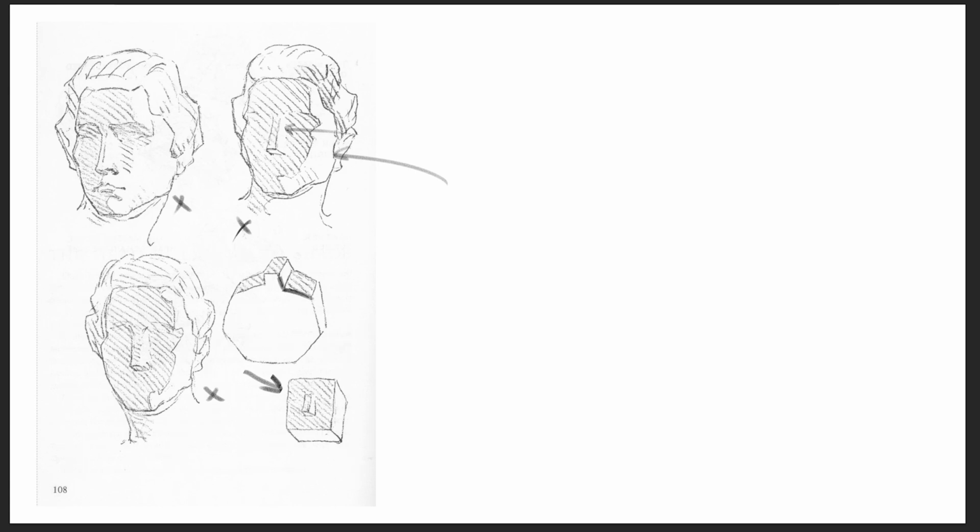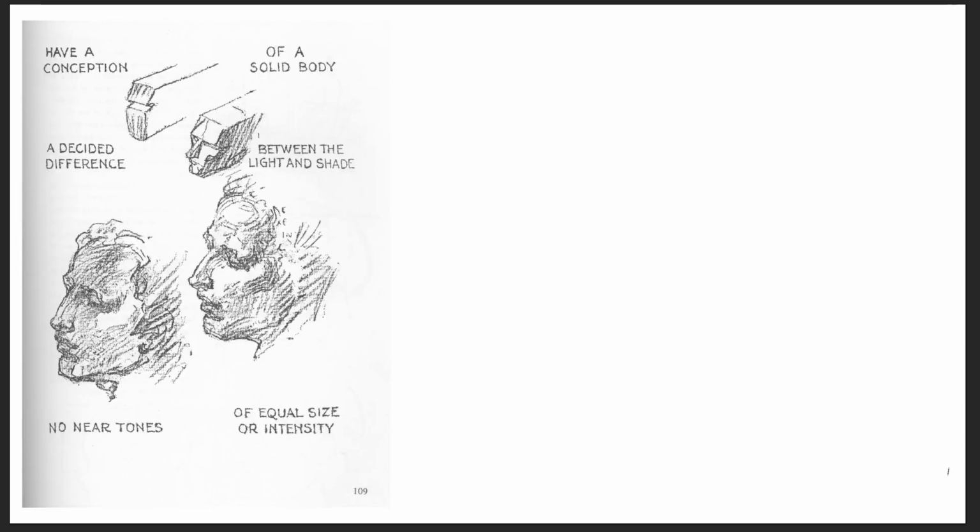And this is the kind of design in cross-section that we're looking at with the nose extrusion. The face planes aren't perfectly flat. They are slightly angled back. But if the light is on the side of the head, neither of those planes will receive the light. They will still be shadow related. Have a conception of a solid body. A decided difference between light and shade.